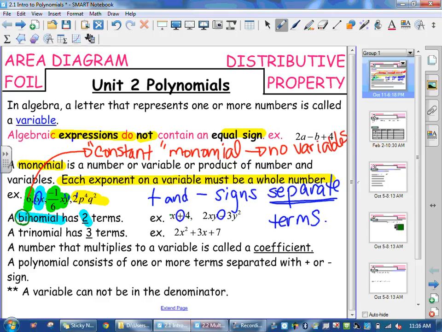Bi is 2. Over here, 2xy, that's one full term because they're connected, sitting side by side. The 3xy, or sorry, the 3y squared, same thing. They're sitting connected side by side. So I have a monomial and a monomial separated by a subtract sign, which creates 2 terms, a binomial. Okay? So anytime you put a plus sign or a subtract sign between something, you're separating terms. That's what's going on.